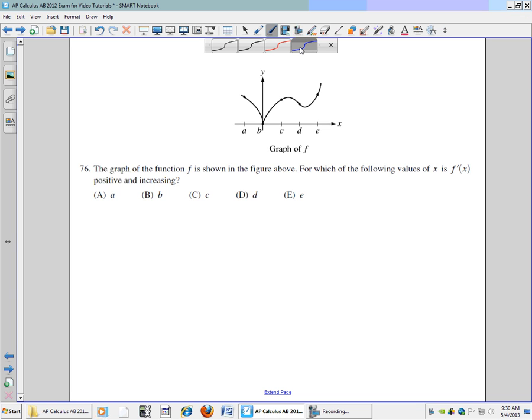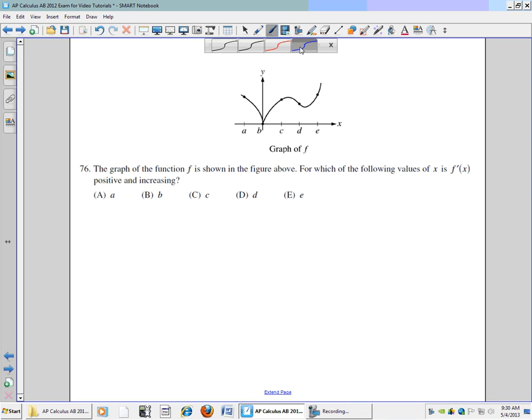This is problem number 76 of the 2012 AP Calculus exam. The graph of the function f is shown in the figure above. For which of the following values of x is the first derivative of f of x positive and increasing?